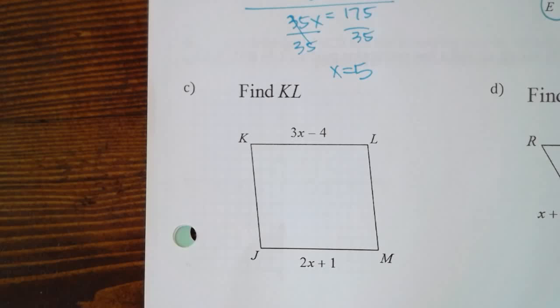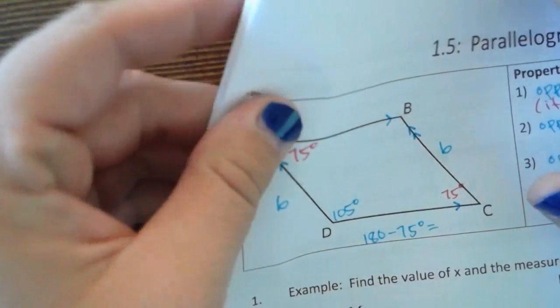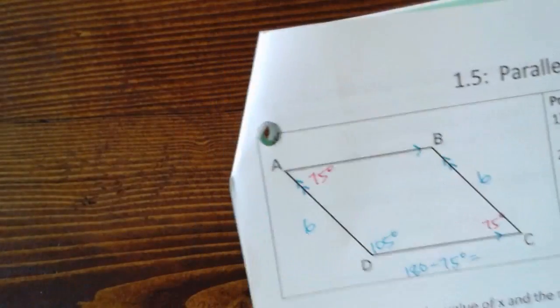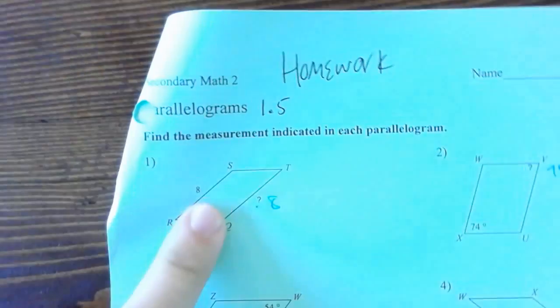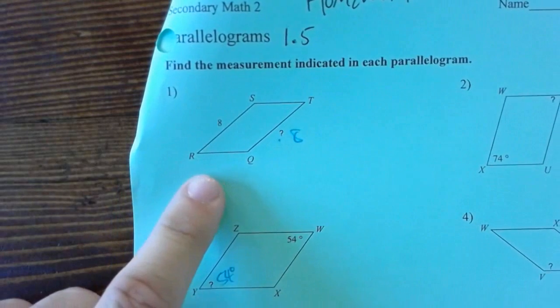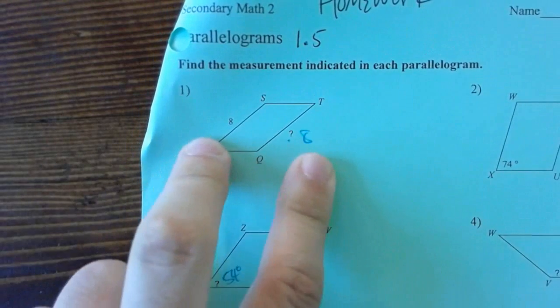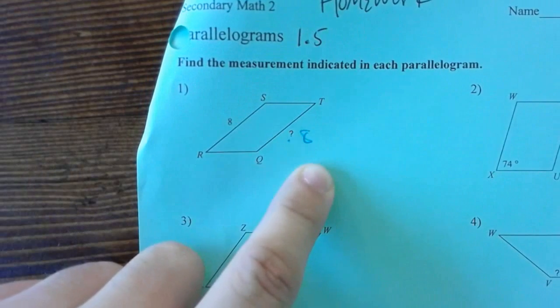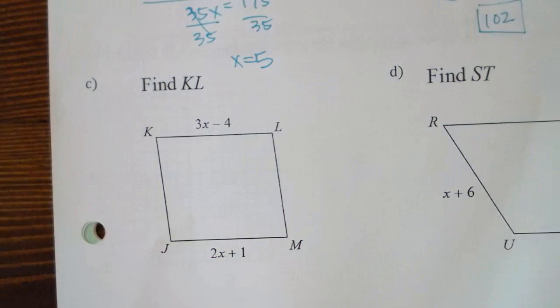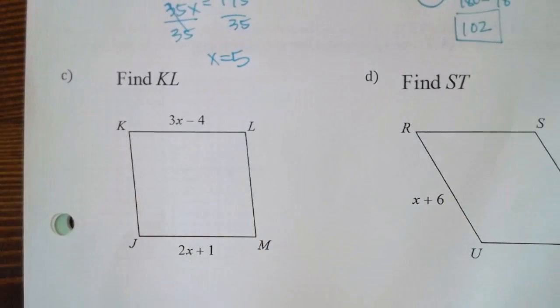Okay, let's do this. Now again, when we did problem 1 on the homework, we said opposite sides were equal, right? If that's 8, that's 8. So we're going to do it again. But this time, we're working with variables.